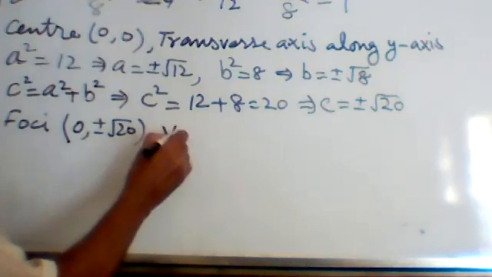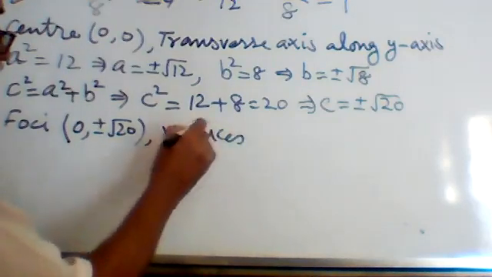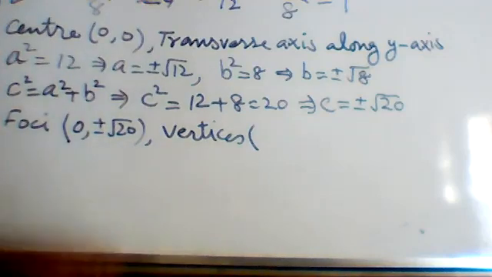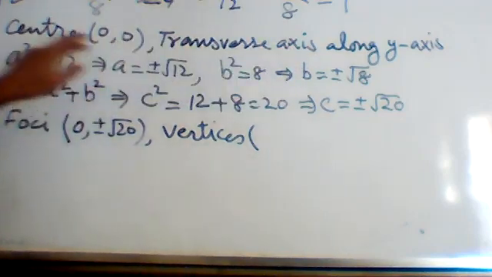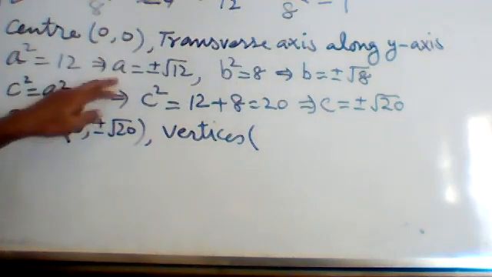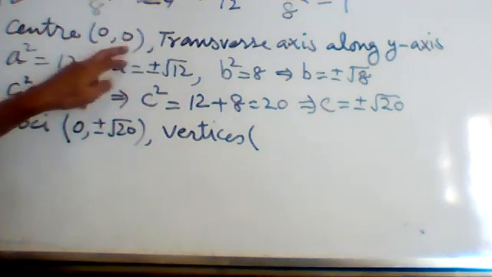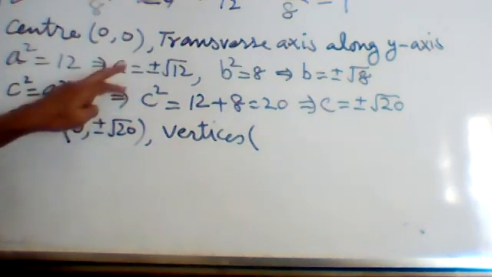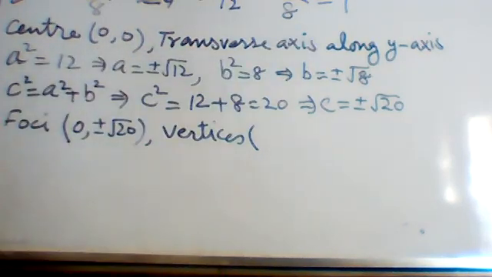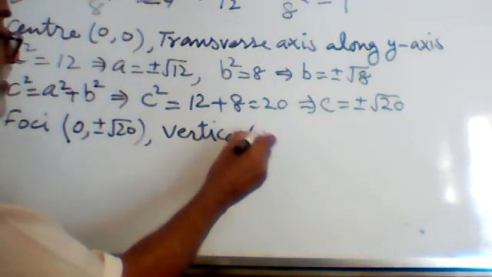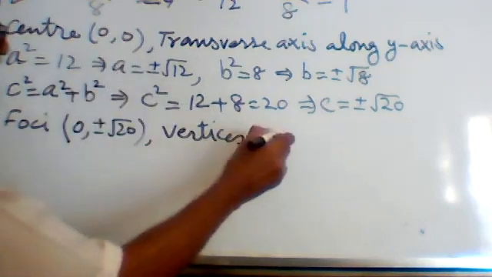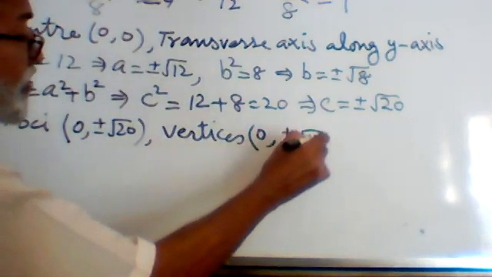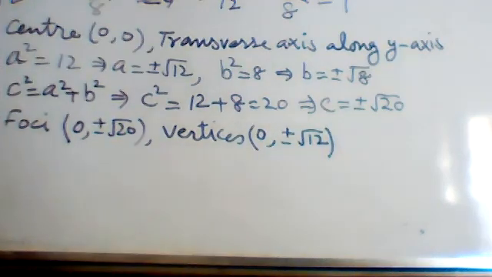In the same way, vertices. A will be added in the y coordinate of the center. Foci and vertices, c and a, will be added in the y coordinates because the transverse axis is along y axis. So it will become 0 comma, a is plus minus root 12. So 0 plus minus root 12 will be plus minus root 12. These are the foci and vertices.